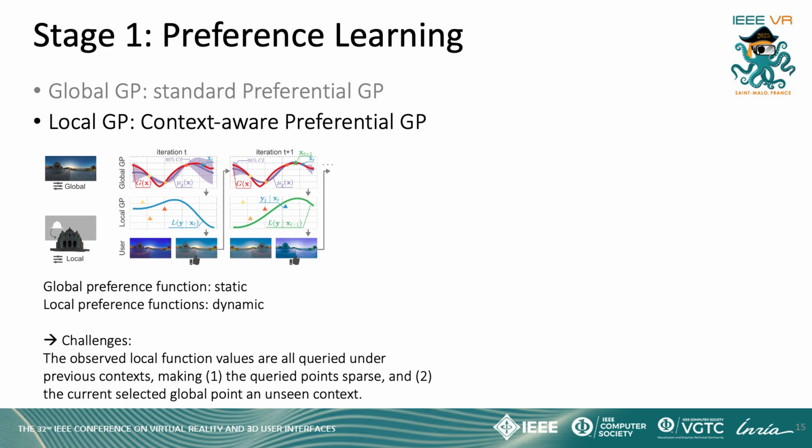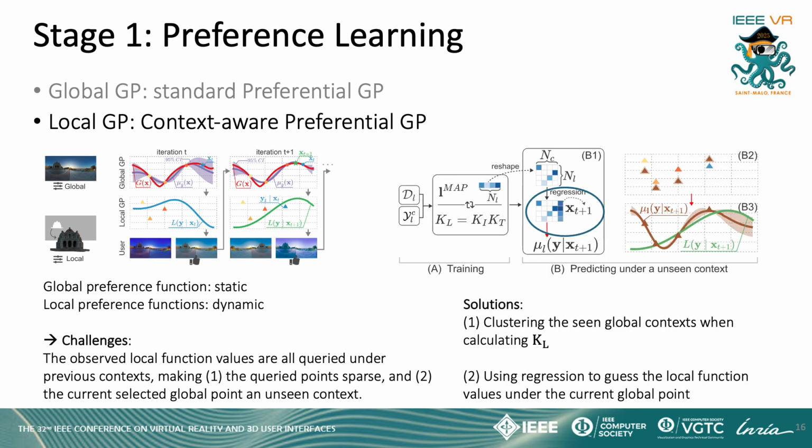This figure illustrates 2 iterations of our algorithm. Unlike the global preference function, which is static, the local preference function keeps changing since it is conditioned on the selected global parameters. The observed local function values are all queried on the previous contexts, making the query points sparse, and the current selected global point an unseen context. To address these challenges, we cluster the seen global contexts when calculating the kernel and use regression to guess the local function values under the current global point.